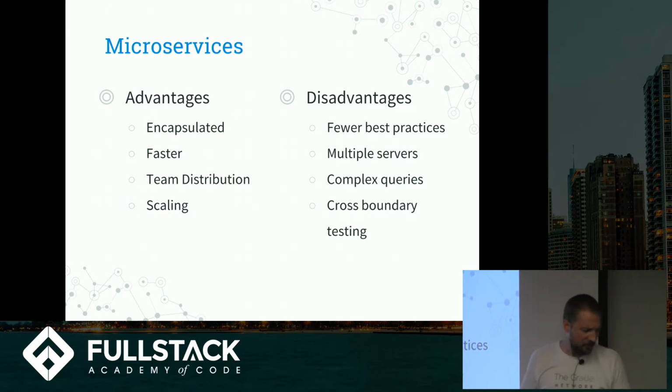The disadvantages, one of the biggest ones, is that testing across the boundaries of these microservices can be tricky, and you have to come up with some new strategies. Writing complex queries, like when I want to get users and posts together, can be more complicated. Dealing with multiple servers is more complicated.